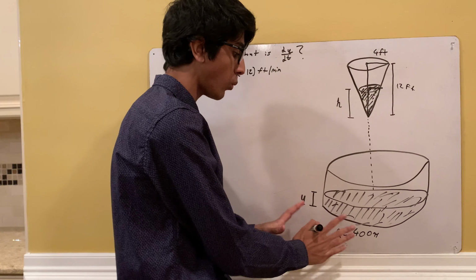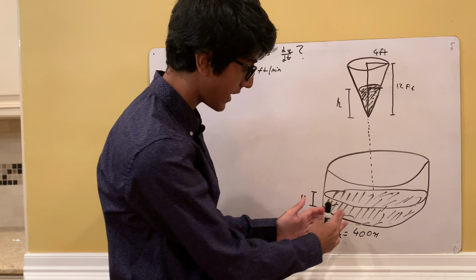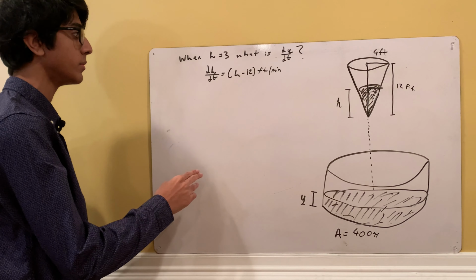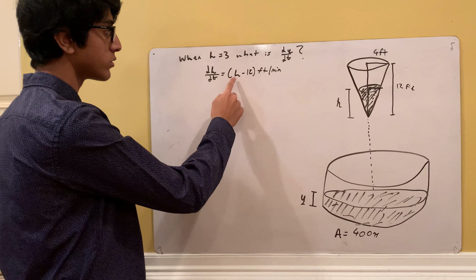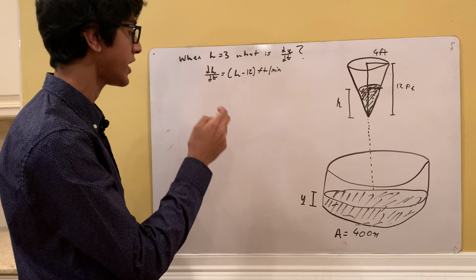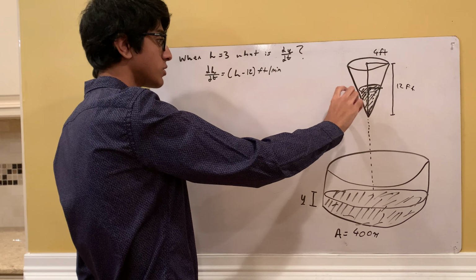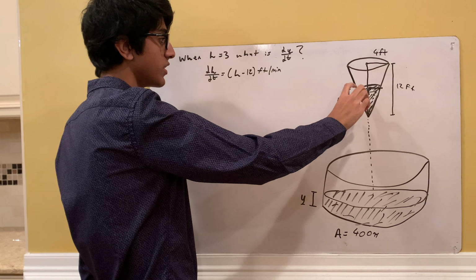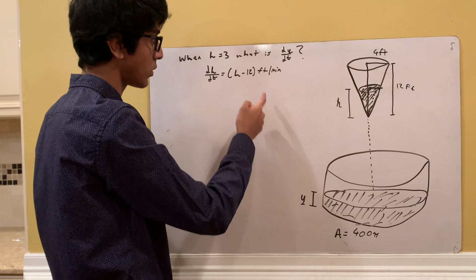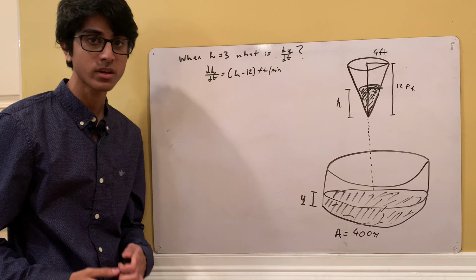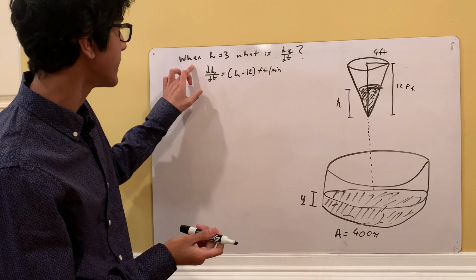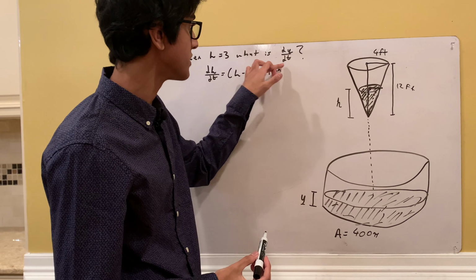And then we're given one piece of information for this one, that the area of the base is 400 pi. And then we're given one more crucial piece of information, which is dh over dt is equal to h minus 12 feet per minute. This is telling us that the rate of change of h, which is the height of the liquid in the first container, with respect to time, is h minus 12. Okay, so we'll definitely be using that. So the question is, when h is equal to 3, what is dy over dt?